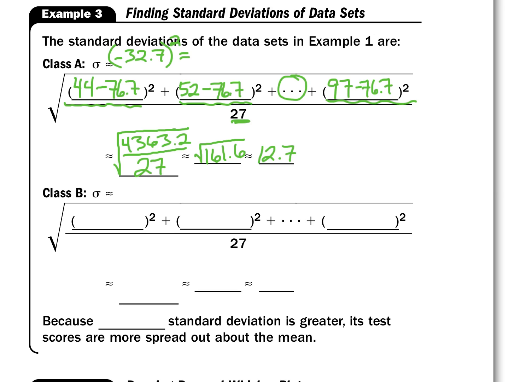Now for class B, we start off with 48 minus 77.5. Notice I'm using the average for class B and I'm using the data set for class B. And then 50 minus 77.5, and all those other ones, 94 minus 77.5. Again, you'd want to go through and perform all of these computations. If you're going to do that 27 times, now is a good time to go ahead and pause.